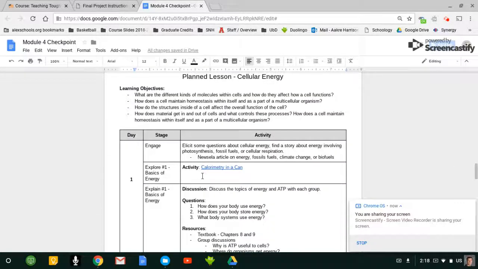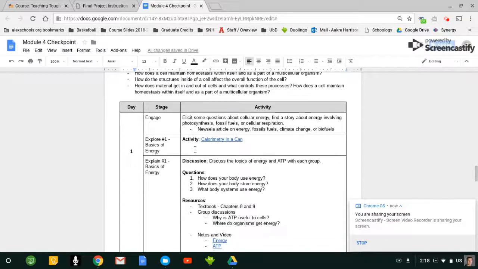But going back to the very first part, so looking at the first stage, the engage stage, we're going to elicit some questions. Now, a big thing that we've been trying to do in our science department is whenever we're doing what we call the engage stage, we try to find an article that's new. So I'm going to be using Newsela, an article on energy, fossil fuels, climate change, or biofuels, any one of those, and we'll figure out exactly how to get that there. We like to use articles that are really recent. So Newsela, if you've used it before, is great at providing articles that are at the proper reading level, because this is for a 10th grade biology classroom.